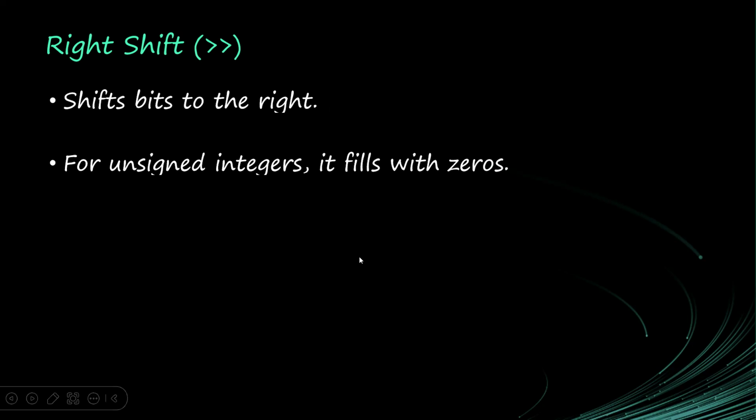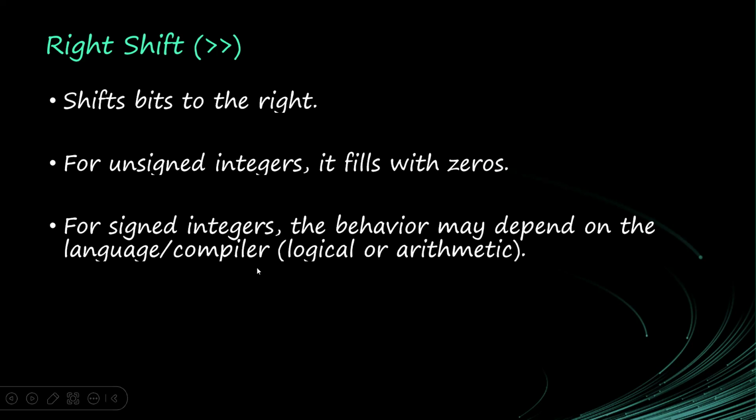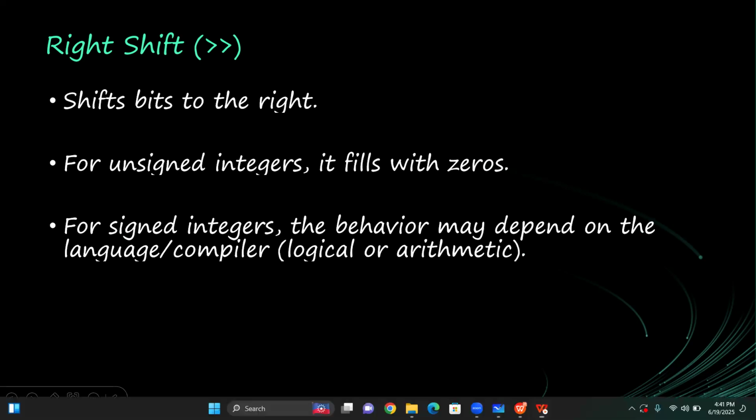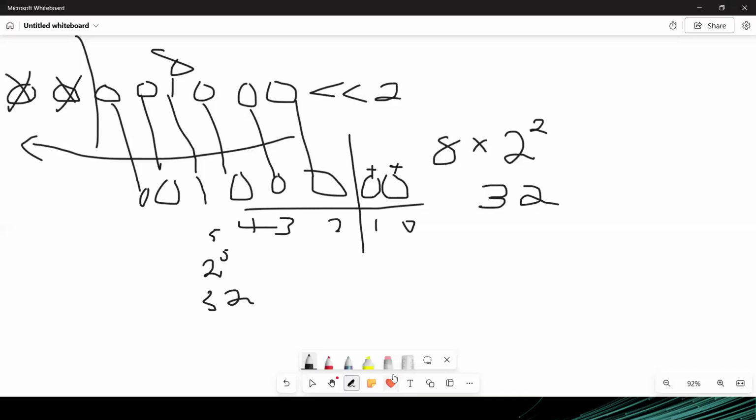But for the right shift, for unsigned integers, it fills with zeros. If it is unsigned, remember what unsigned integers are. But if it is signed integers, remember, let me explain this with an example.